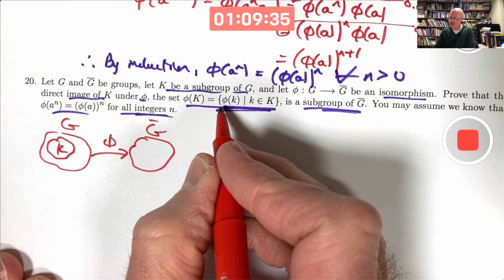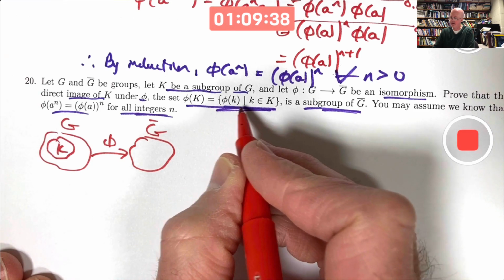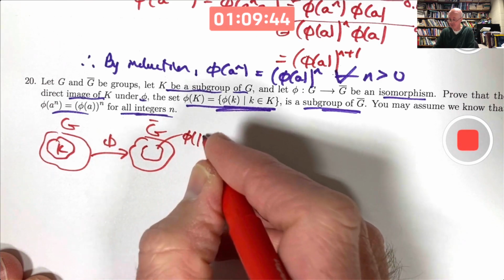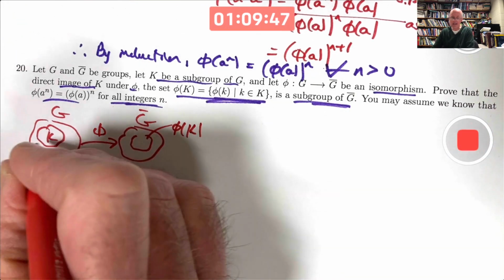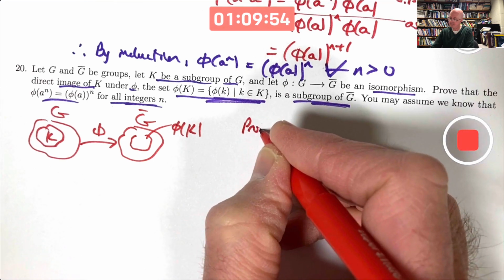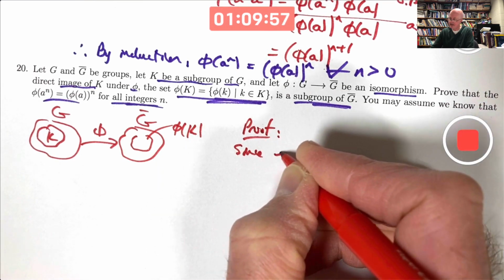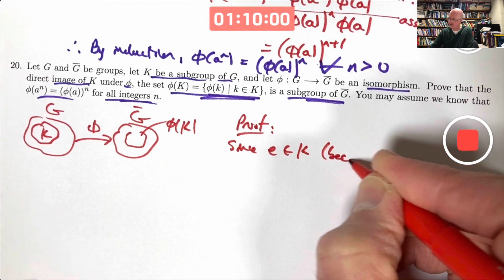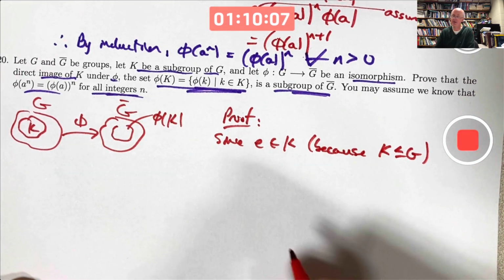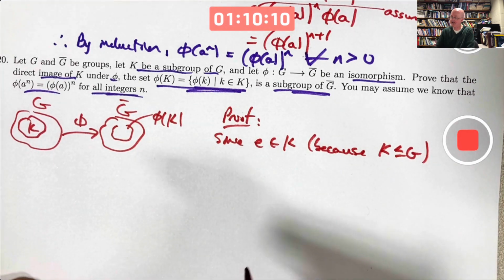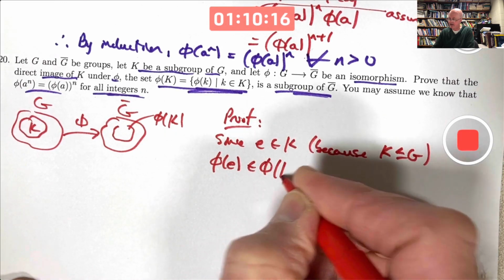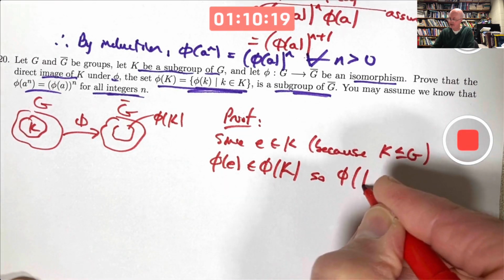Phi of K, the direct image of K under phi, is the set of all possible outputs of phi when little k ranges over capital K. It's definitely some subset of G bar. In fact, it's a non-empty set because we know E is in K, so it will contain phi of E. Since E is in K, because K is a subgroup of G, it's got to have the identity element. It's a subset, but also a group under the same operation. The identity of G is going to be the same as the identity of K. Phi of E is in phi of K, so phi of K is non-empty.